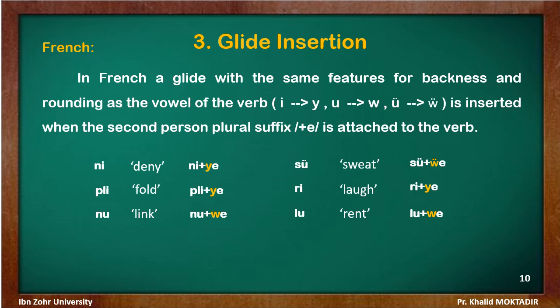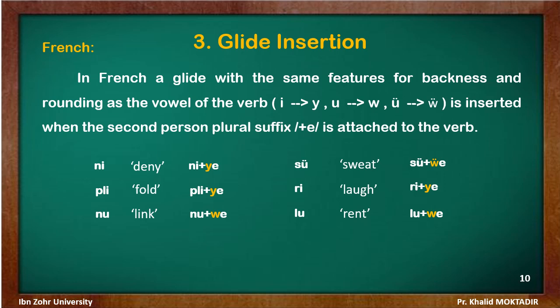Look at the verb love. The verb love behaves exactly like the verb deny and fold that we have seen before. The verb rent, on the other hand, contains the vowel u, which is plus back plus round. And the glide which is inserted in the infinitive form is the glide w, which is also plus back plus round. And we pronounce that loué.